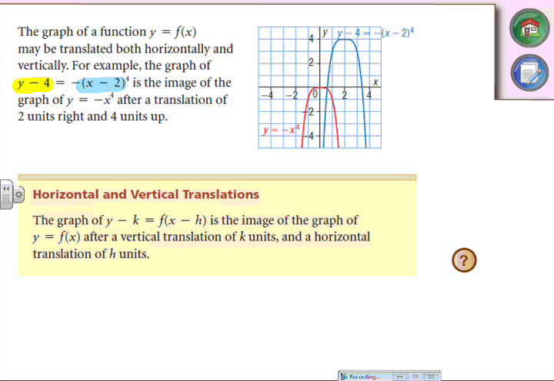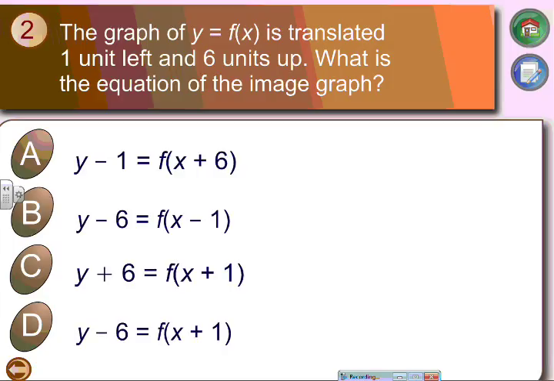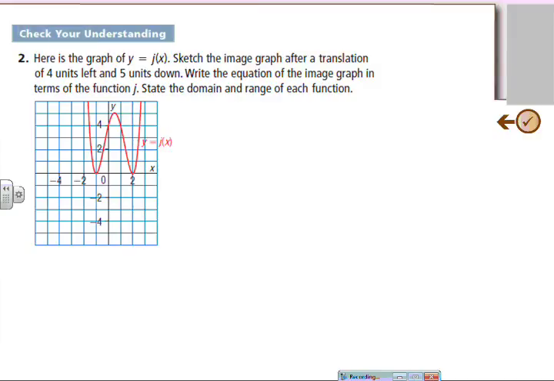Combining those two together, let's see if you can figure out this one. Vote for that now. All right, so let's look at the next one. J of x. 4 left, 5 down. So 4 left.